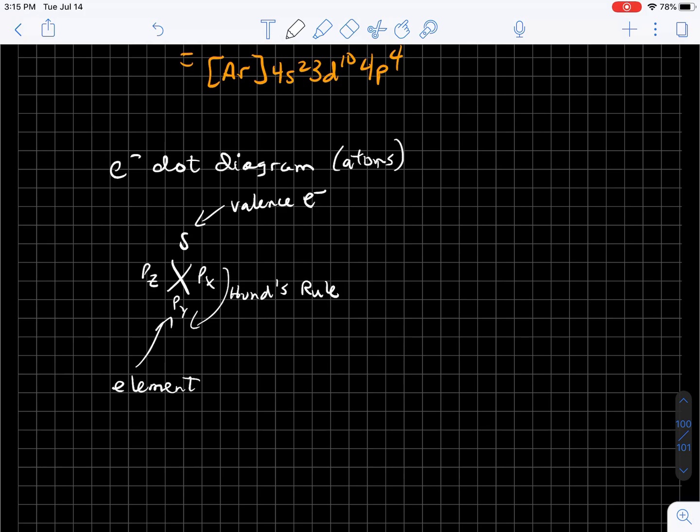Now, there are other formats for writing this. You don't have to start with s in the north part. You could put it on the east part, but if you do that, then px goes to the south, py to the west, pz to the north. Or if you start s in the south, then px goes to the west, py north, pz east. Then, of course, the other option would be, let's start s to the west, then we go px, py, pz, clockwise.